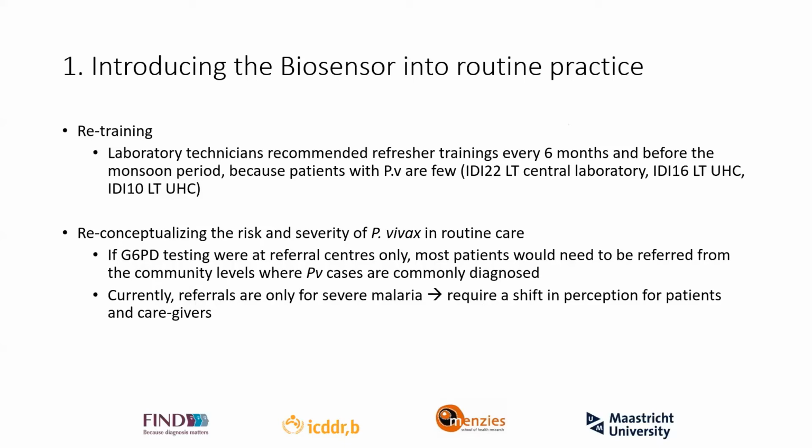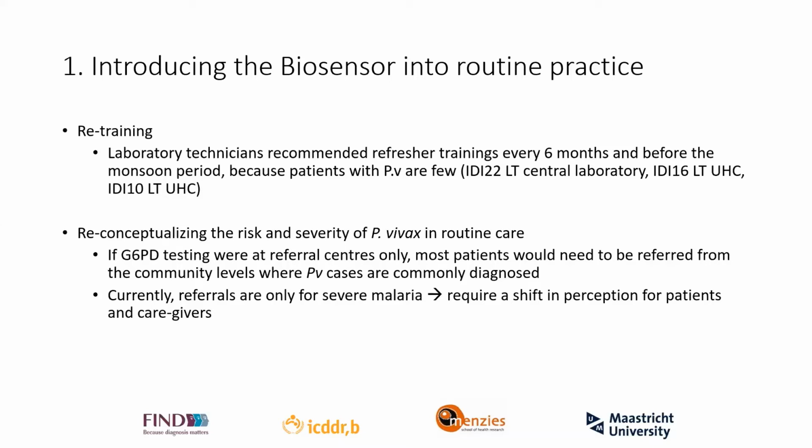Another interesting and important point was the need to reconceptualize the risk and severity of P. vivax in routine care. And I think this one requires a bit of a background explanation that Nora also mentioned. So we can think of the healthcare system in Bangladesh, very, very simplified, as comprised of different regional levels. The district hospitals provide secondary health services. The Upazila level health complexes are smaller and provide primary care services. And under each Upazila health complex, there are a few community clinics.